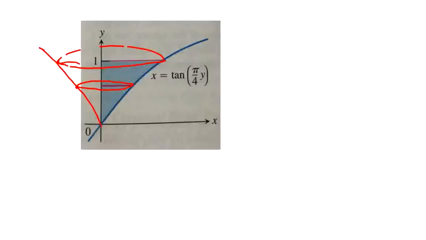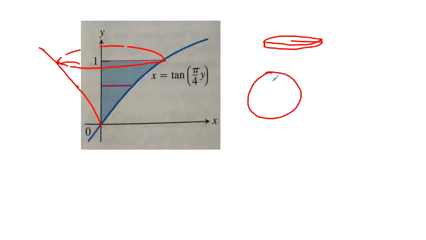So if I take this one piece right here, and I take this cross section right here, and I actually pull that out, and actually analyze just that cross section, it's going to be a circle with kind of a depth to it. And this circle, if I look straight onto it, is going to look something like this. And my radius here is going to be my actual function. So my radius here is going to be the tangent of pi over 4 y.